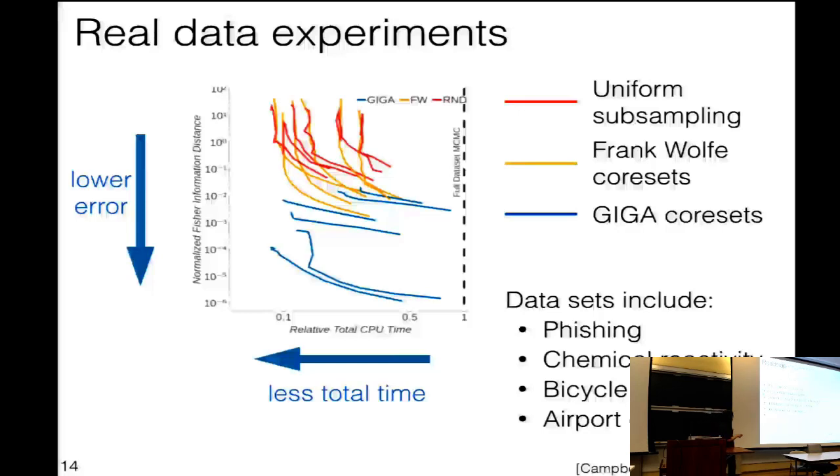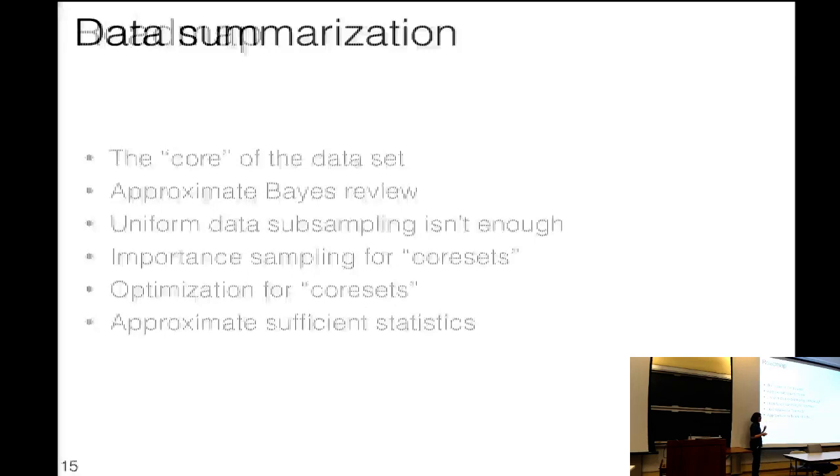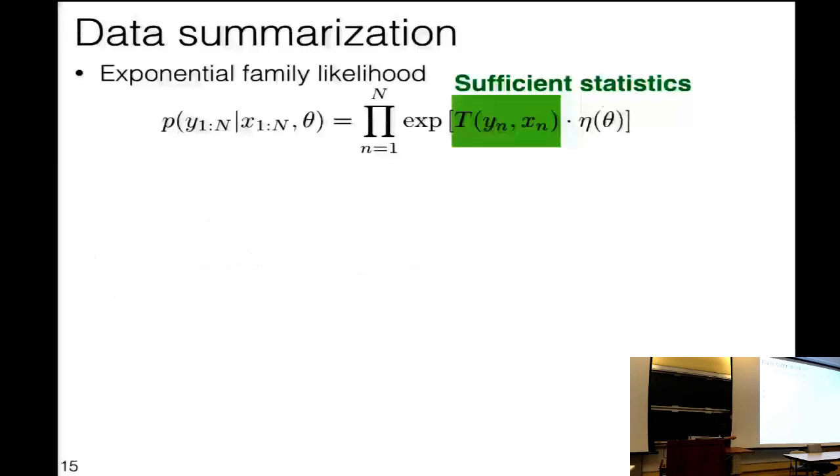OK, so if there's enough time left, I'm just going to mention another way that we could summarize data. There's this idea of sufficient statistics from the statistics literature. I'll be much faster in this one. It's great when we have sufficient statistics, but we often don't have them. Can we approximate them? So let me just recall, what's so nice about exponential family likelihoods?